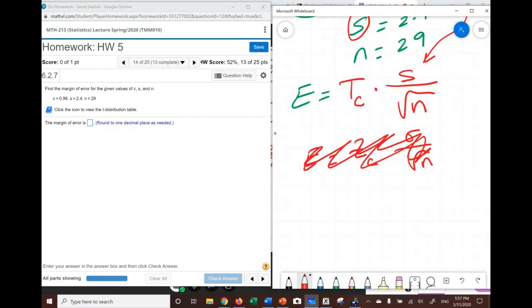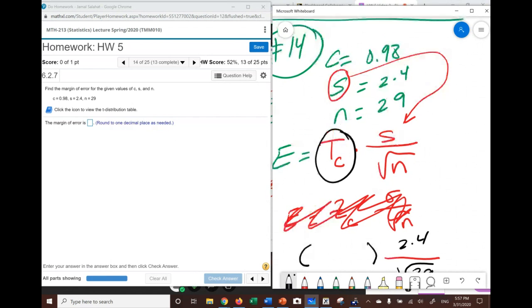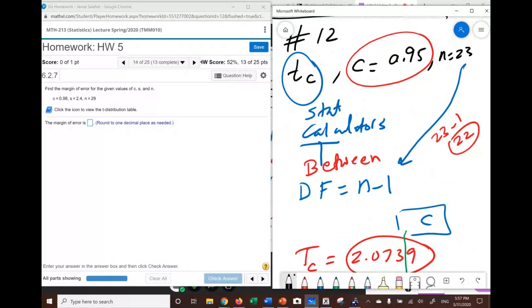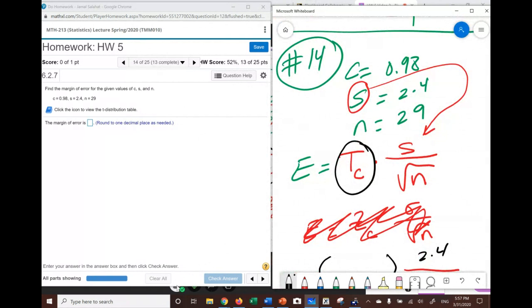So how do we get this? First of all, S is given. Let me just do the substitution. S is 2.4. And N is given. N is 29. The only thing missing here is the T critical. So how do I find the T critical? Let's go up. We did that. Here's how we find T critical. Stat, calculators, T, and between, and degree of freedom. So let's go to the problem and do it with StatCrunch.